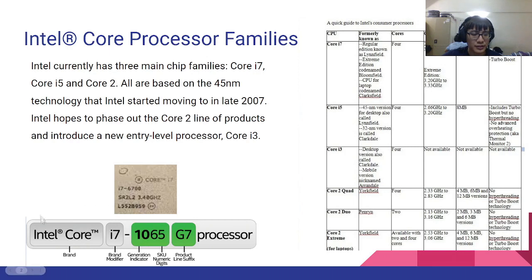The naming of the Core processor is shown below. Intel Core is the brand, and i7 is the brand modifier. The number highlighted is the generation indicator, followed by SKU numeric digits and a product line suffix.